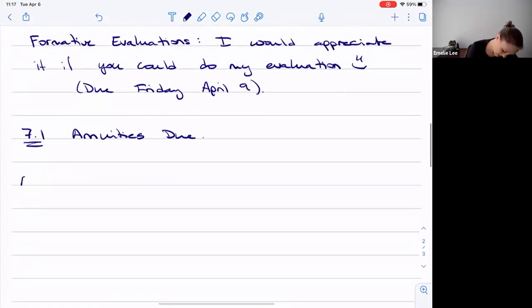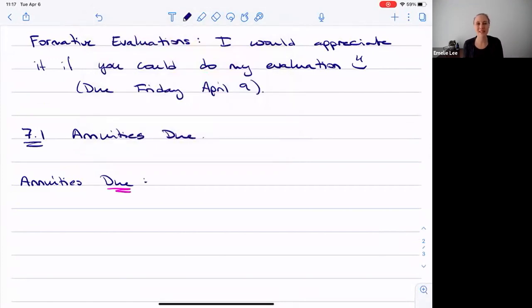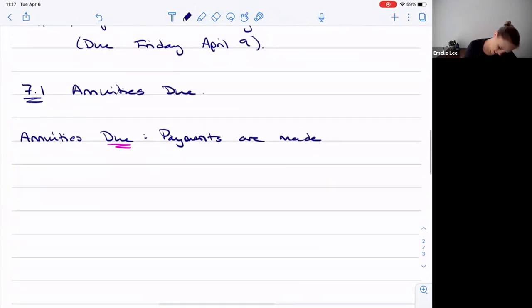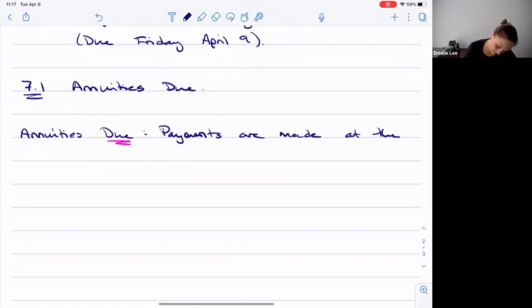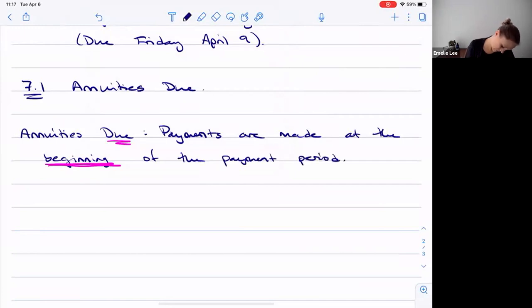Okay, so annuities due, and the due is the key here. The payments are made at the beginning. Payments are made at the beginning. And that's where the due comes from. And that's the link, right? The beginning of the payment period. Okay.